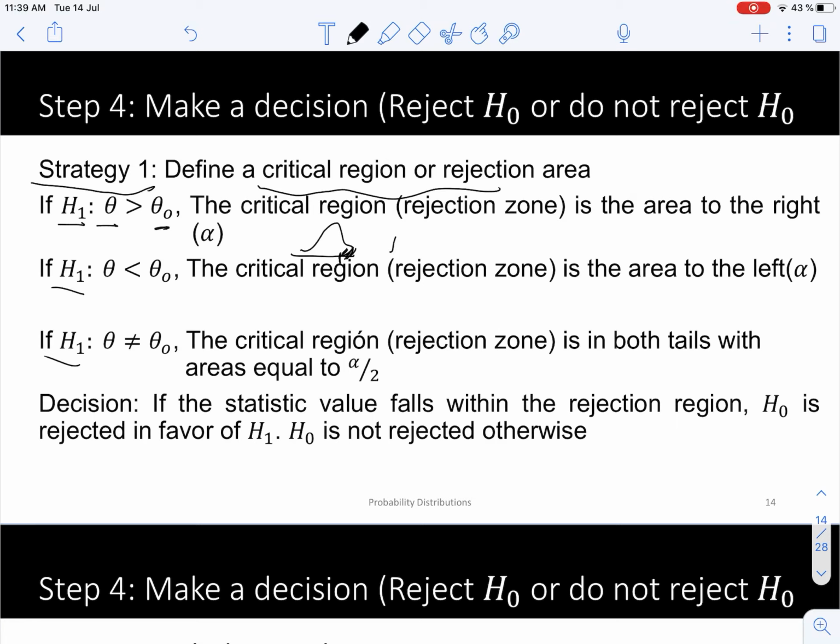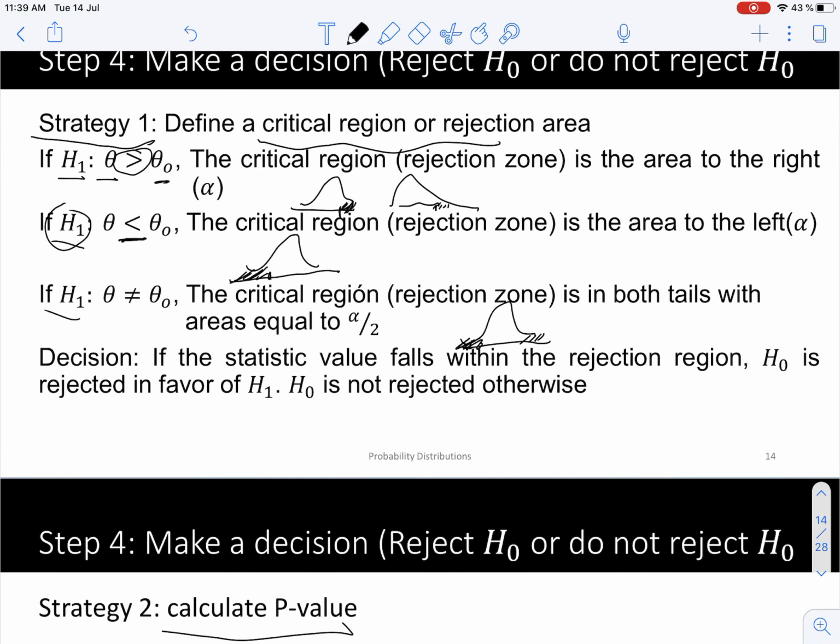It doesn't matter which probability distribution we're using. If the alternative hypothesis is using the greater symbol, then the rejection area is going to be to the right. If we have the less than, then the rejection area is going to be to the left. Again, the alternative hypothesis is always pointing towards the rejection area. And of course, if we have different, that will be a two-sided test, which means that we will have a rejection area to the right and a rejection area to the left.